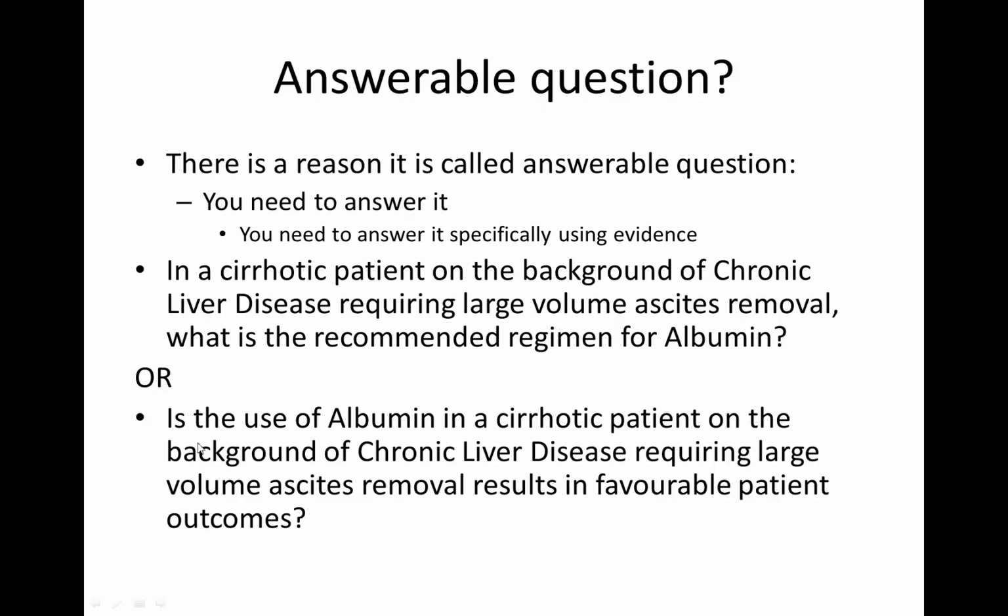So I think in this particular case, the question is: is the use of albumin in a cirrhotic patient on the background of CLD requiring large volume ascites removal resulting in favorable patient outcomes? Or you can define or specify what is meant by favorable patient outcome. But that's what you need. You need to be at least ready to accept that it may not be the best option for your patient. You can't just assume that yes, albumin is useful and all we need to know is how much to use.